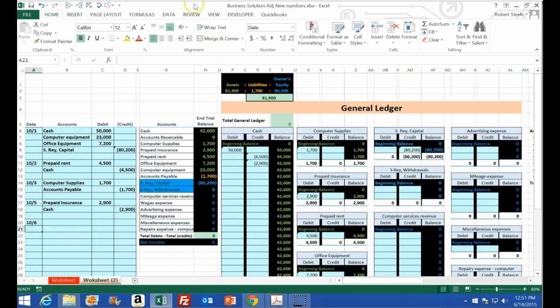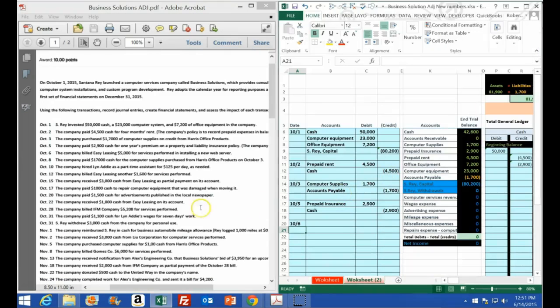10.6, and I'm going to take this, pull this over here, and we now have the company billed Easy Leasing $5,000 for services performed in installing new web browser. Okay, so is cash affected? In this case, no, because we billed them. We didn't get the money yet.